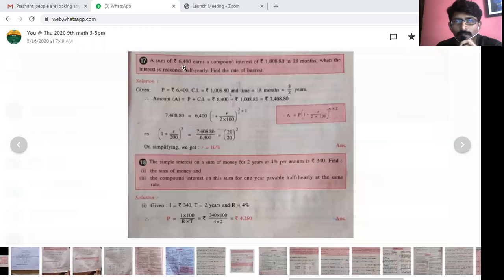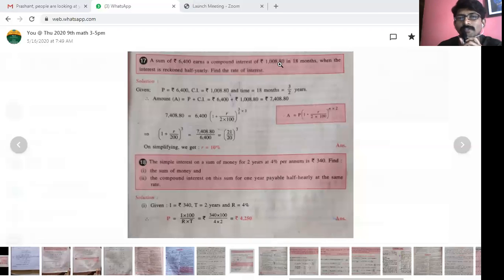A sum of rupees 6,400 earns a compound interest of rupees 1,008.80 in 18 months. When the interest is reckoned half yearly, find the rate of interest. Now look at this, student, how exactly we can do these types of sums. It's very simple. See, a sum of rupees 6,400 means principal is rupees 6,400.